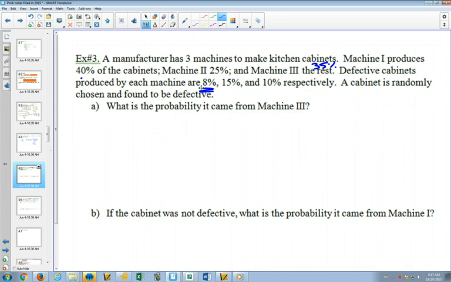So what we're going to do for these questions, we're often going to draw a tree diagram so we can see everything that happens. What happens first? Something comes out of one of the machines. So our first branch of our tree diagram shows that something comes out of machine 1, machine 2, or machine 3. That's what happens first. And machine 1 does 40%, machine 2, 25%, machine 3, 35%.